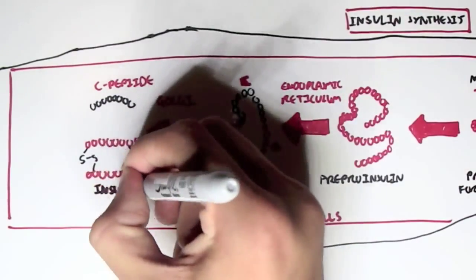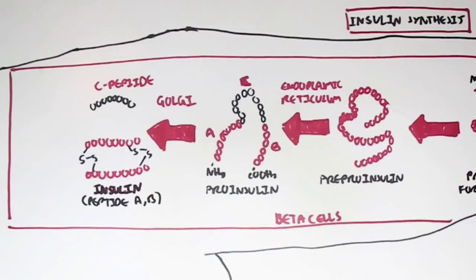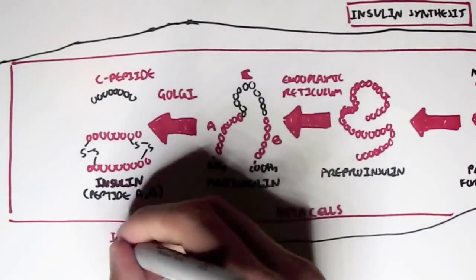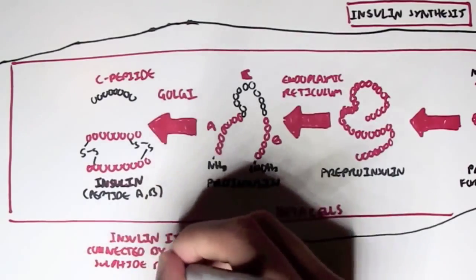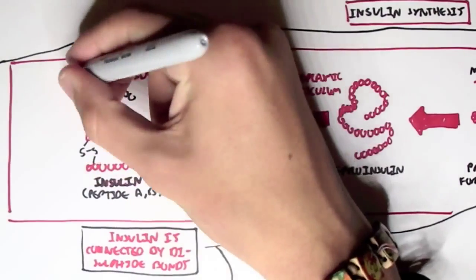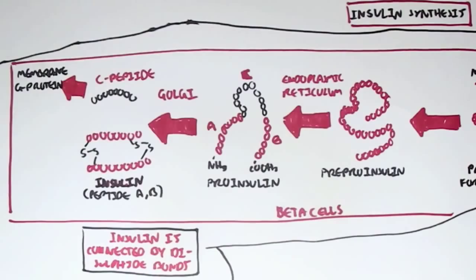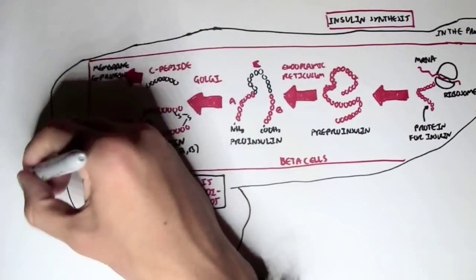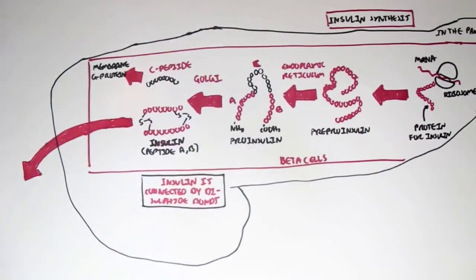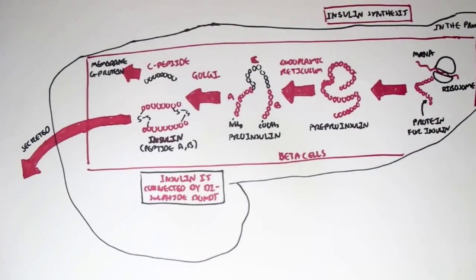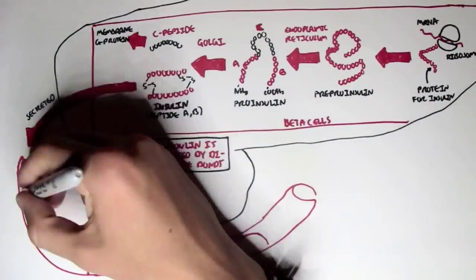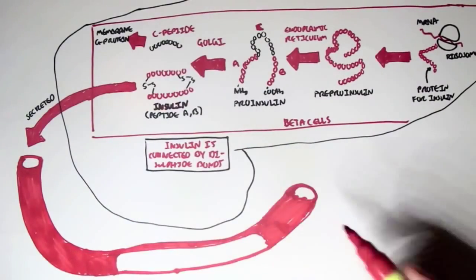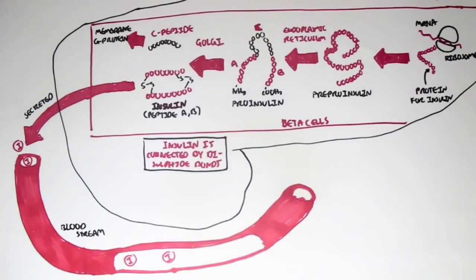The A and B peptide will be bound together by disulfide bonds, and this is what insulin is. So insulin is connected by disulfide bonds from the A and B peptides from proinsulin. And the C peptide has a role in the cell membrane for G protein signaling in some way. So this insulin now can then be secreted into the bloodstream, where it will travel to its target tissue or associated organs.